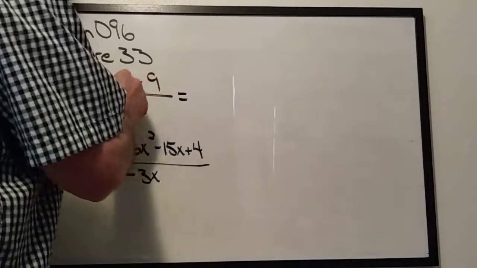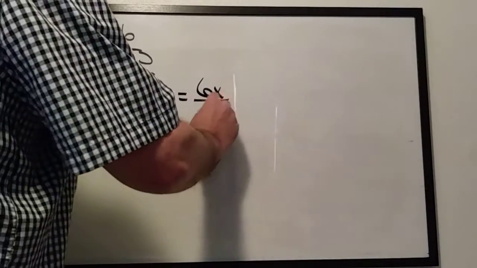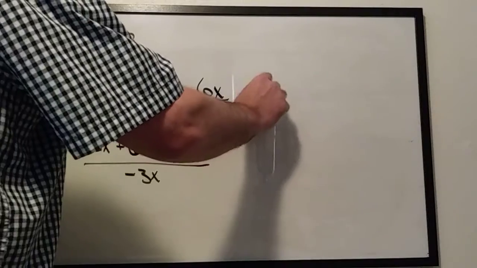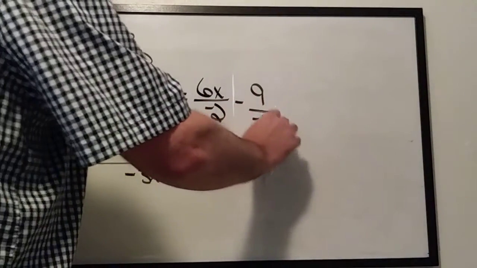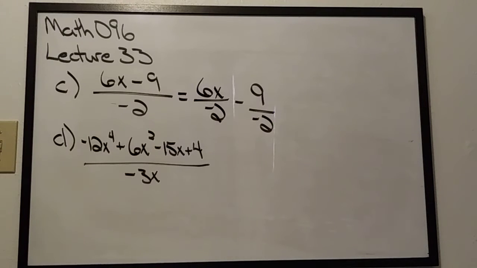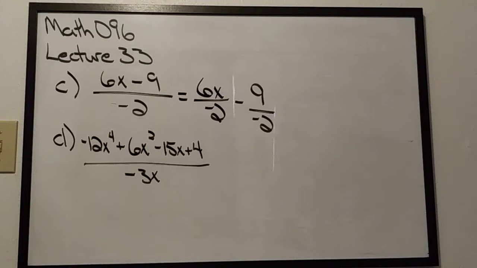I'm going to have the first term of my numerator, 6x, divided by my common denominator of negative 2. Then we're going to have the minus 9 divided by that common denominator of negative 2. So now that I have that, once again, that's exactly the same as what we talked about earlier. So now the question is, how does this change? Well, it just becomes a matter of thinking about what that negative does for us.